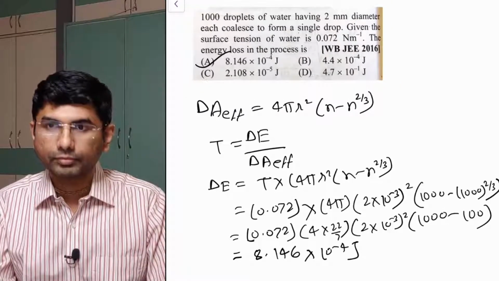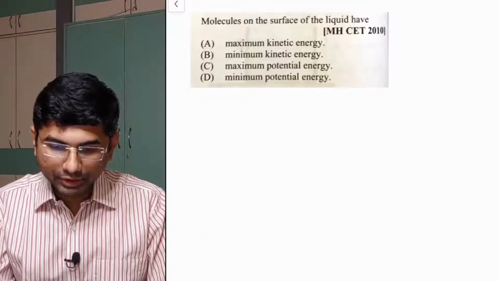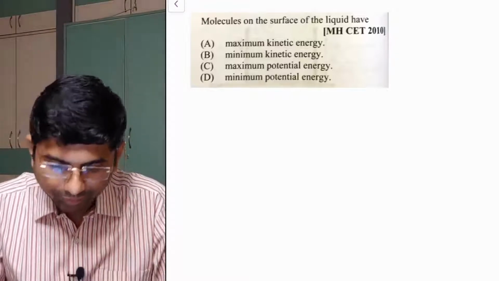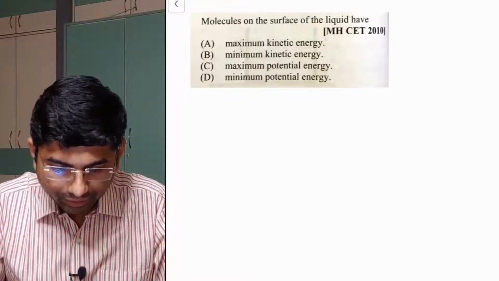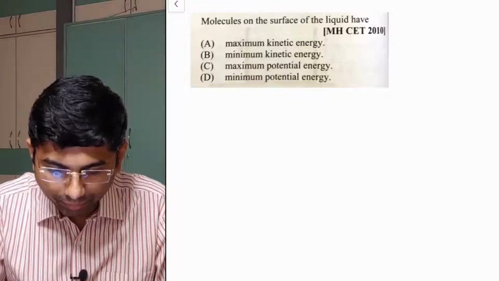Okay. Now the next question. This is coming from the CET, a very simple question. Molecules on the surface of a liquid have: A, maximum kinetic energy; B, minimum kinetic energy; C, maximum potential energy; and D, minimum potential energy.